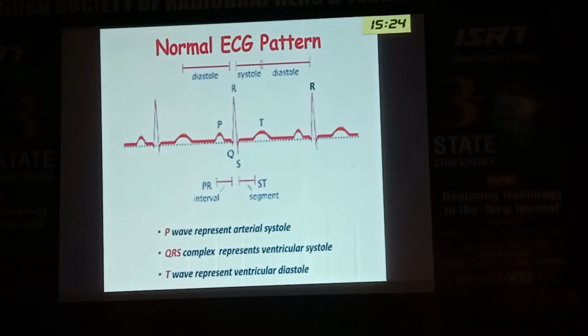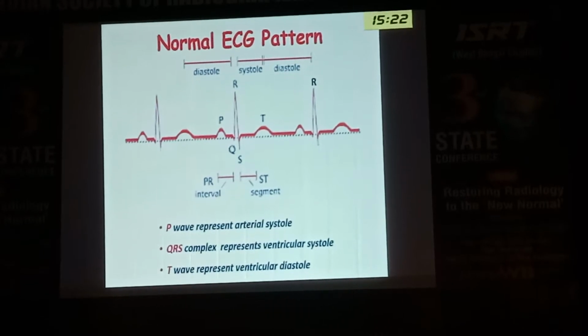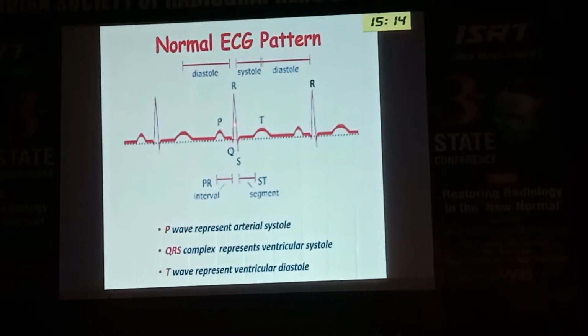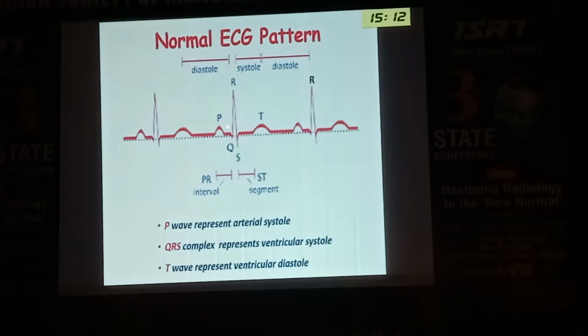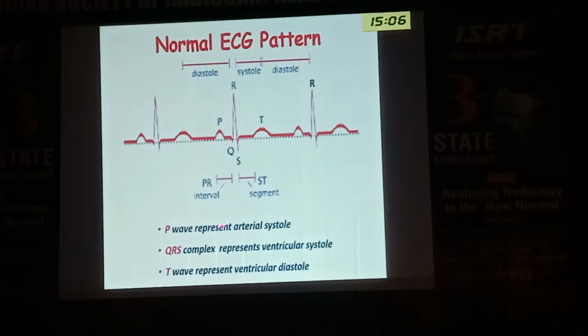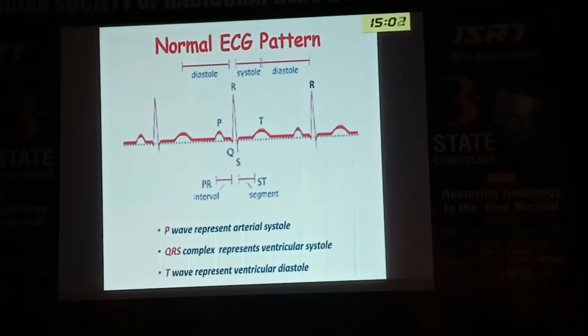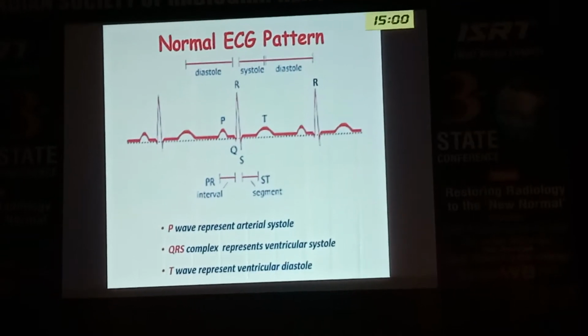First, you should understand the normal ECG pattern. I request all the technologists present here, you should be familiar with this. You know that the ECG pattern looks like this. The main components which you should understand are the P, Q, R, S and T waves. What is P? P represents the atrial systole. You have two types of contraction: systole, and relaxation, diastole.